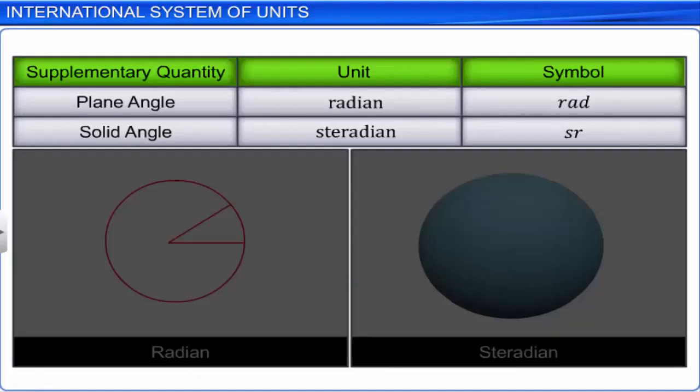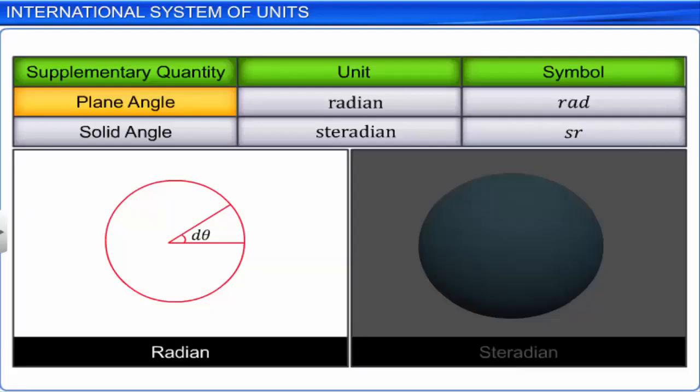Plane angle d theta is the ratio of length of an arc of a circle to the radius of the circle, and is measured in radian, denoted by the small letters rad. It is defined as the angle subtended at the center of a circle by an arc of length equal to the radius of the circle.